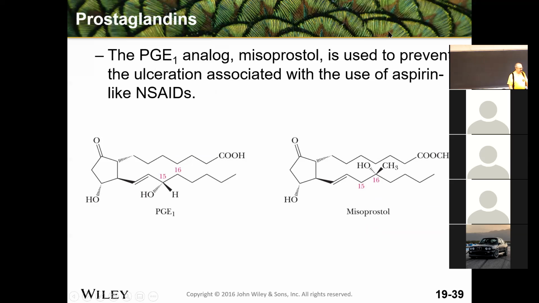Okay, this is one that's used to prevent the ulceration associated with the use of aspirin-like non-steroidal anti-inflammatories. Okay, one of the ways that ibuprofen and aspirin work is they inhibit an enzyme called cyclooxygenase, or COX, and that prevents the formation of anti-inflammatory prostaglandins.